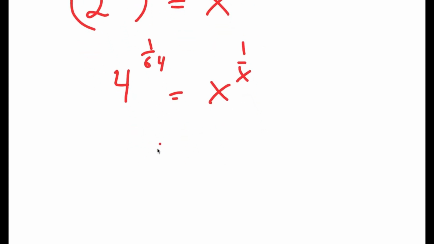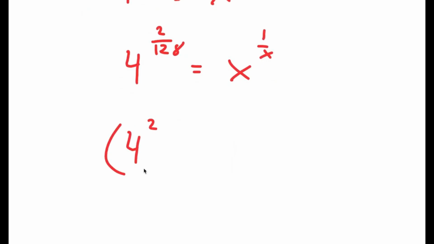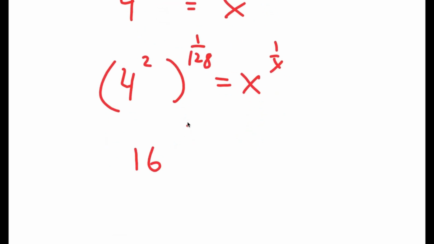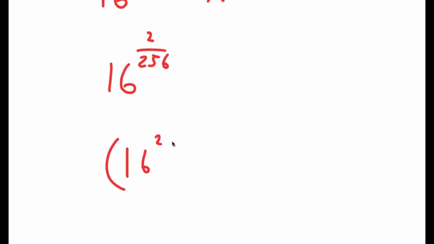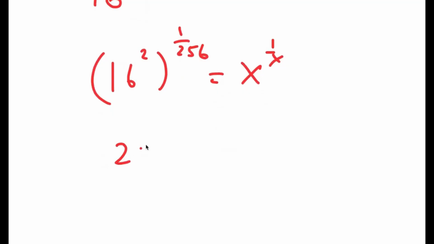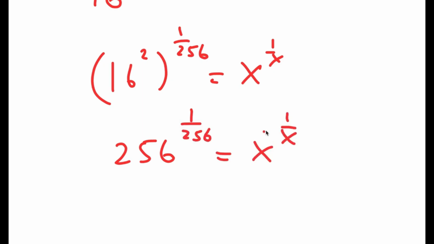And 4 to the power of 1 over 64 is the same thing as 4 to the power of 2 over 128. And I can again move this 2 to the front, so I get 4 squared to the power of 1 over 128 is equal to x to the power of 1 over x. So I get 16 to the power of 1 over 128 is equal to x to the power of 1 over x. And again, this is the same thing as 16 to the power of 2 over 256. So I get 16 squared to the power of 1 over 256 is equal to x to the power of 1 over x. And I get 256 to the power of 1 over 256 is equal to x to the power of 1 over x.